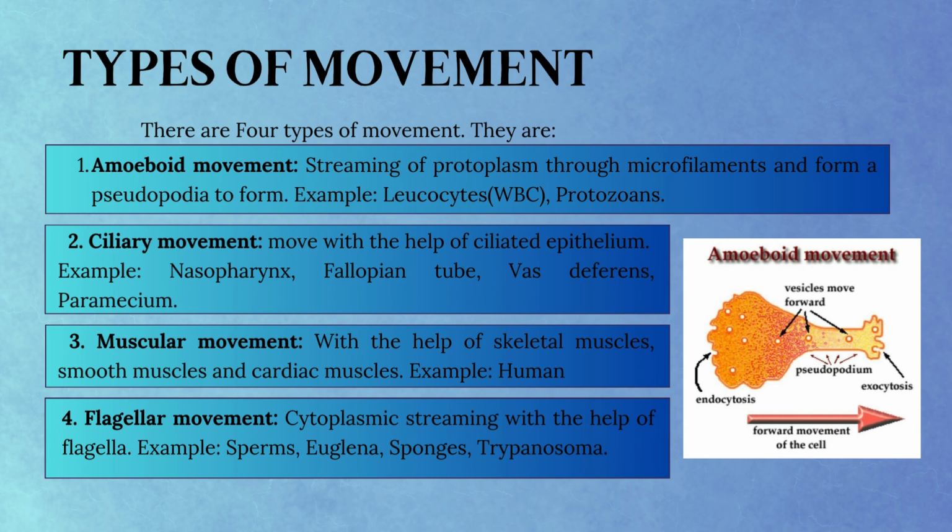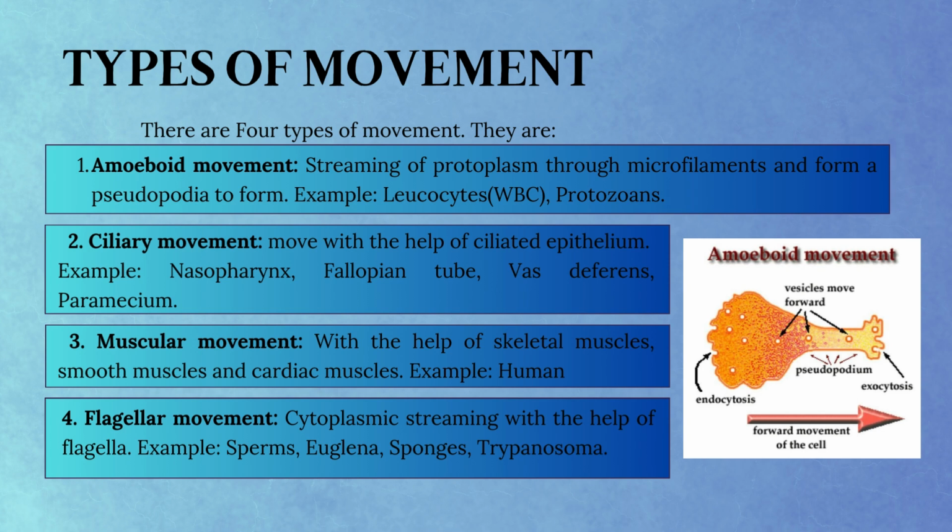Types of movement. There are 4 types of movement. They are Amoeboid, Ciliary, Muscular and Flagellar. 1. Amoeboid movement is the streaming of protoplasm through microfilaments to form a pseudopodia. Example: leukocytes, WBC, protozoans. 2. In ciliary movement they move with the help of ciliated epithelium. Example: nasopharynx, fallopian tube, vas deferens, paramecium.